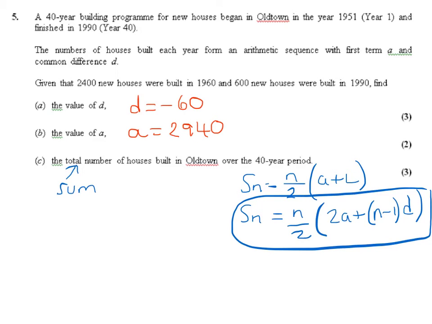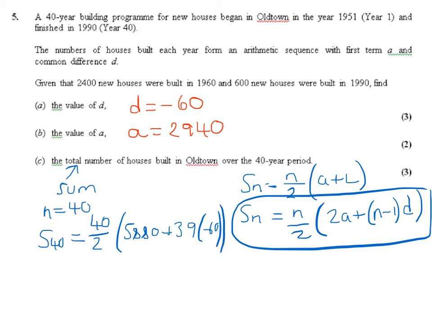So if we put into there, we've got 40 terms in our sequence, so n is 40. Therefore, if we want to find the sum of the 40, we're going to put 40 over 2 times 2 times A, which is 5,880, plus 39 times minus 60, which is D.